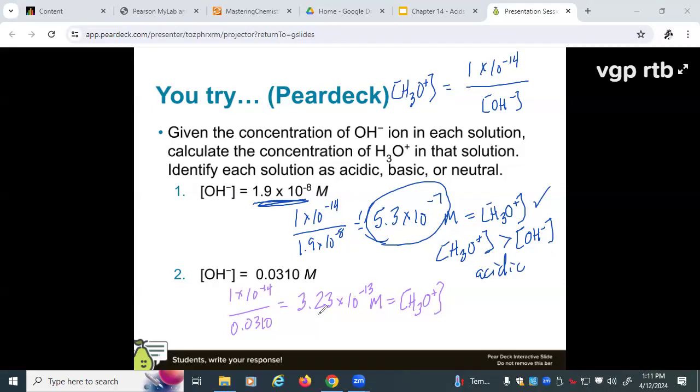So again, we have to compare what is this number compared to this number, which one is bigger? In this case, we've got something to the negative 13 here, so we've got 12 zeros in front of that 3. Or we've got 0.03, so that in scientific notation would be negative second. Negative second is far bigger than negative 13. So our hydroxide is bigger than our hydronium. The base is stronger than the acid. So we call that basic.